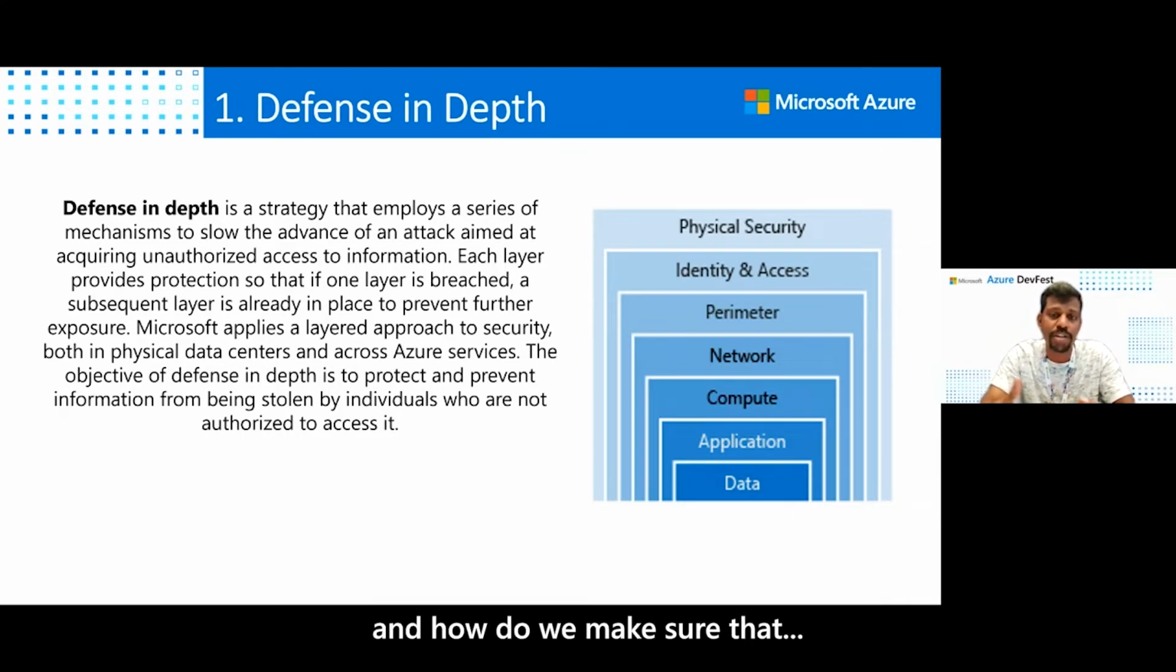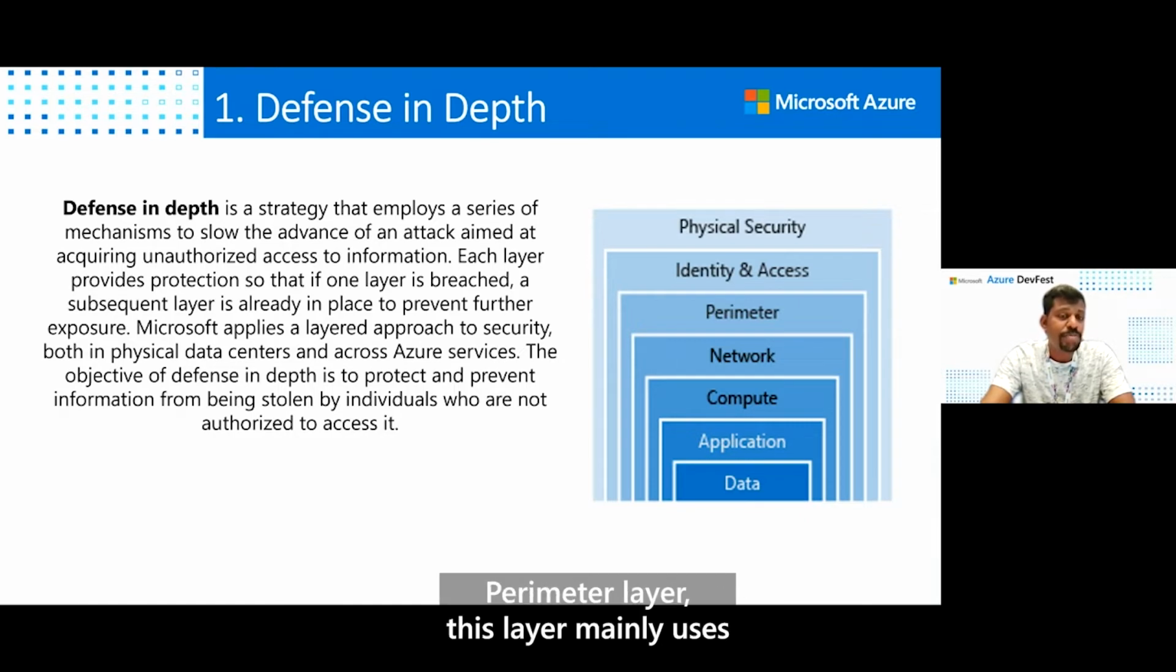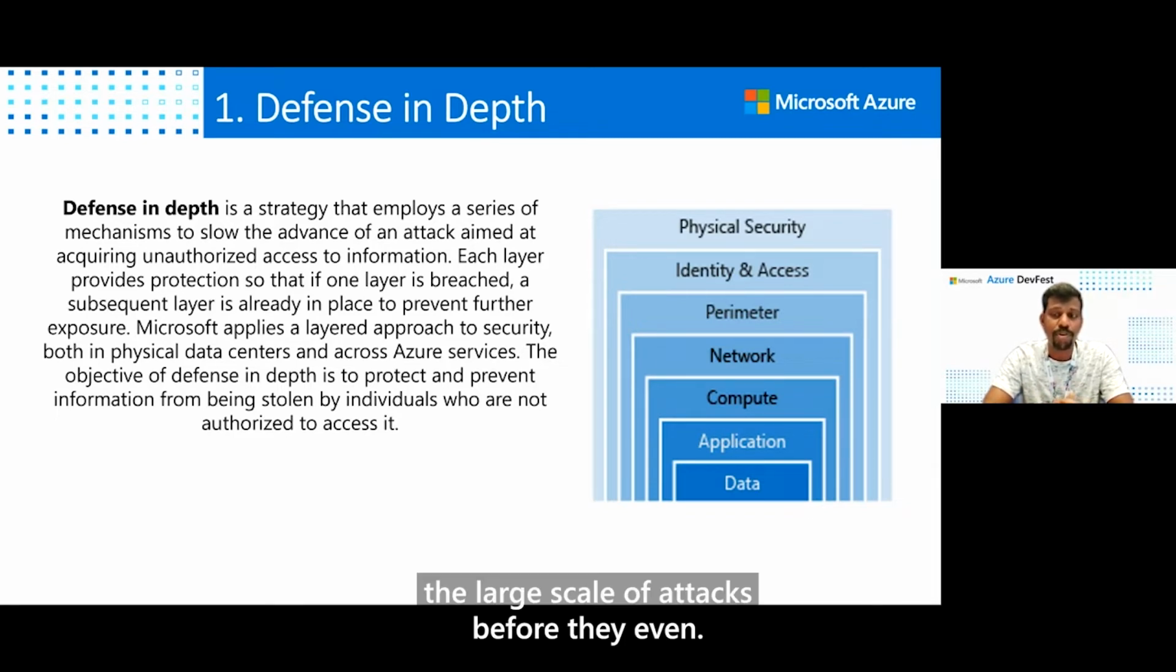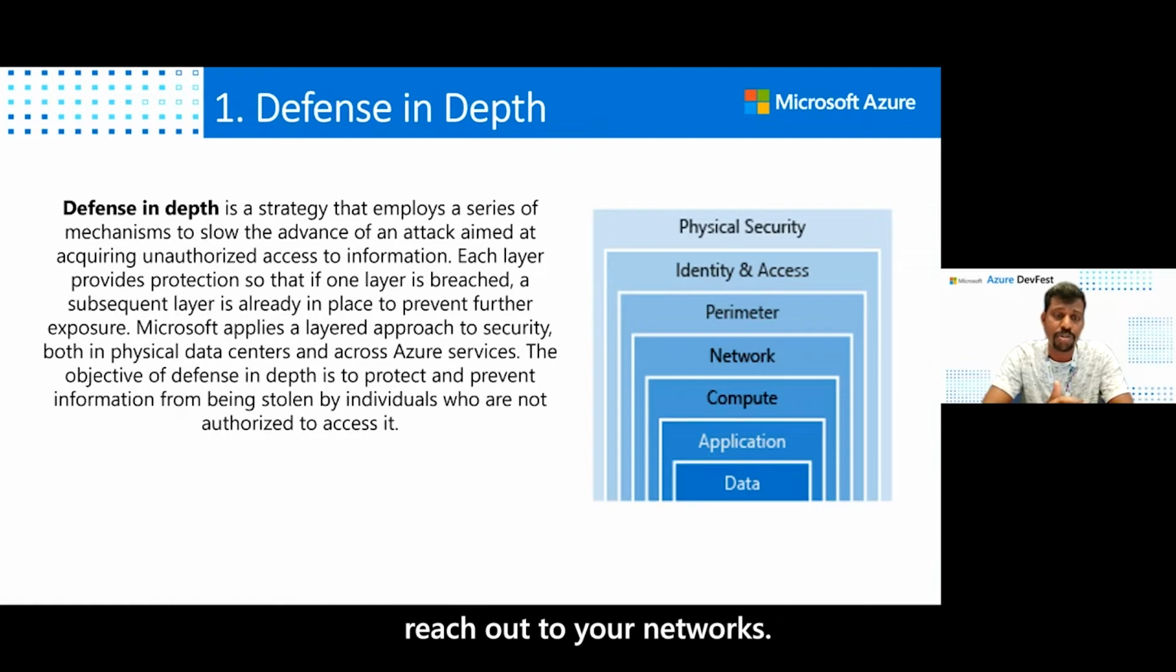And how do we make sure that access is only granted based on what is really needed, right? So yes, all these kinds of access controls will be controlled at this layer. On top of that, we have a perimeter layer. This layer mainly uses the DDoS services to protect and filter large-scale attacks before they even reach your networks.